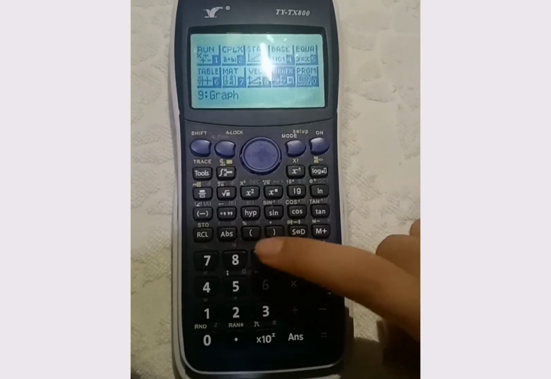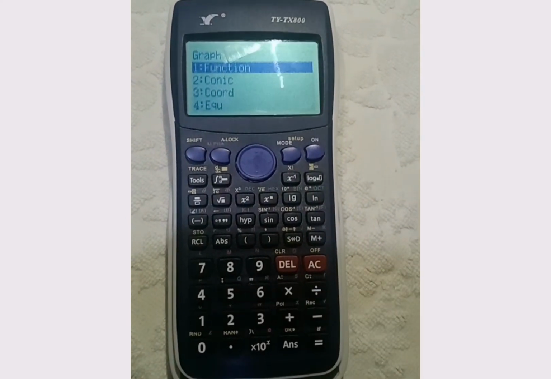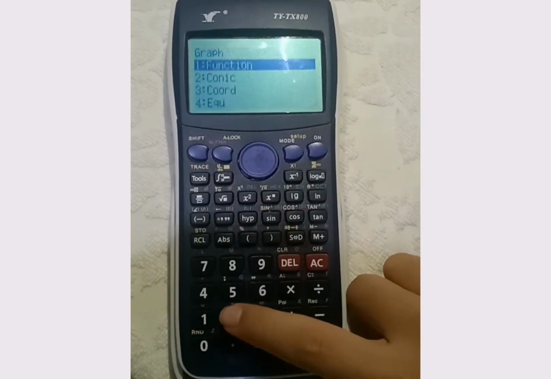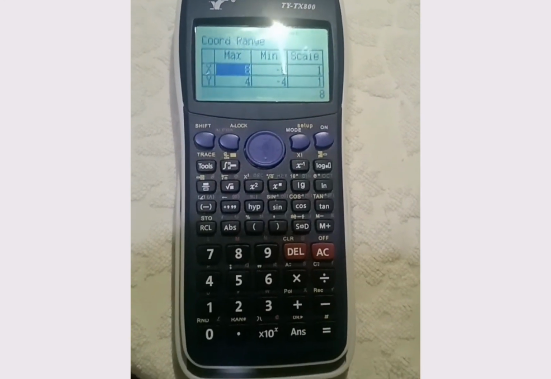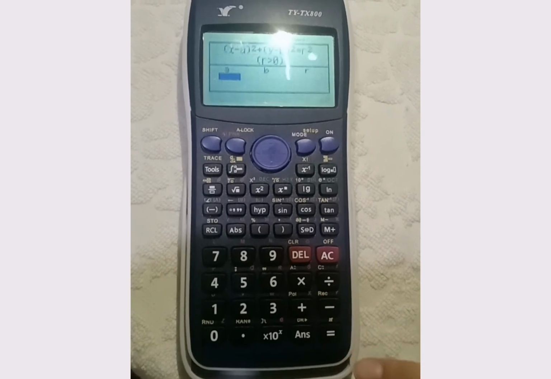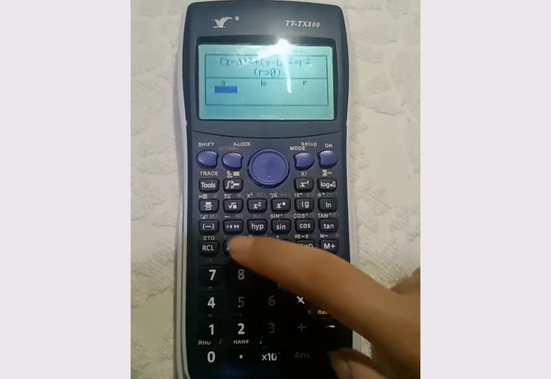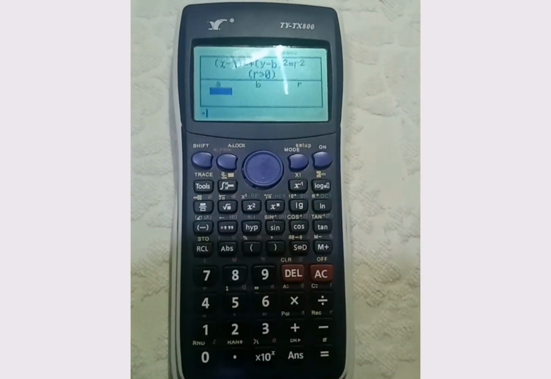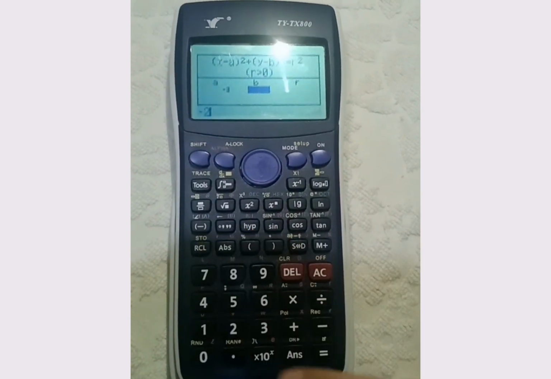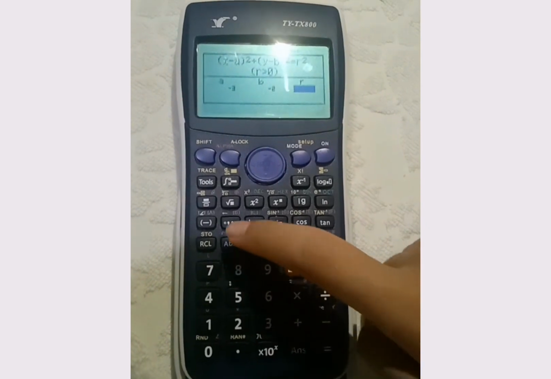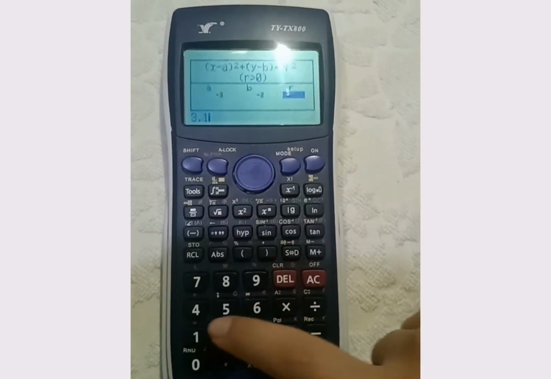So now, let's try to graph it using a graphing calculator. First, choose Graph, which is number 9, and press it. Second, choose Conic, number 2. Then find the equation of the circle and press equal. Then lastly, write the given numbers: for A it is -3, and -2 for B. And lastly, the radius, which is 3.16, and this is the result.